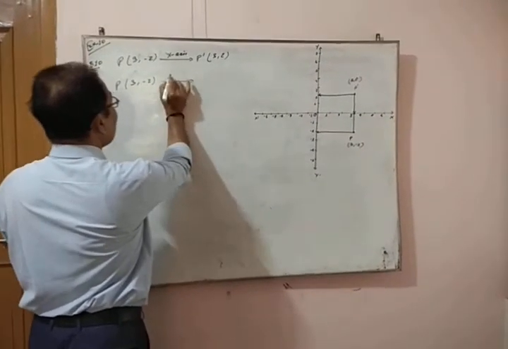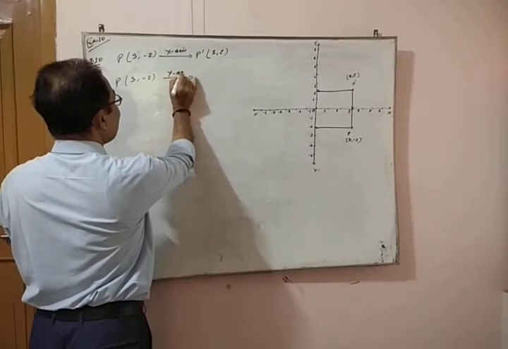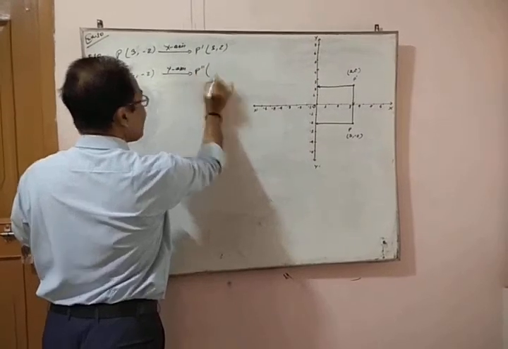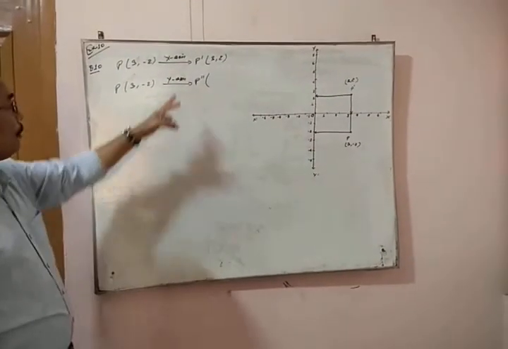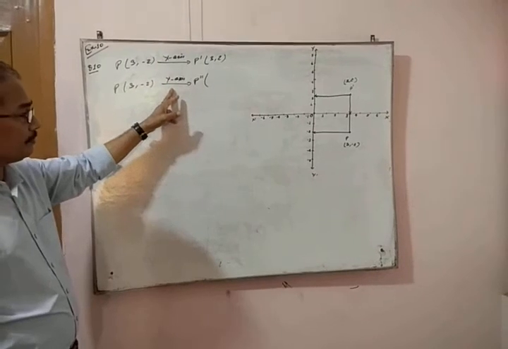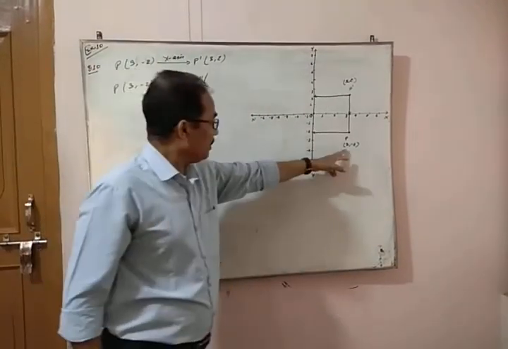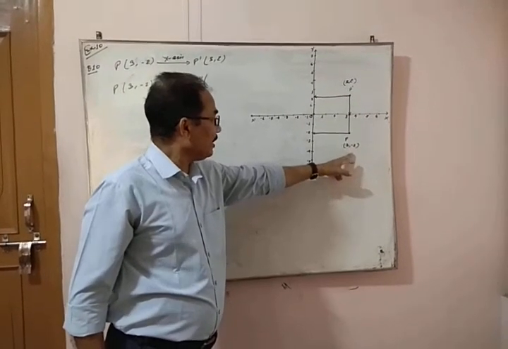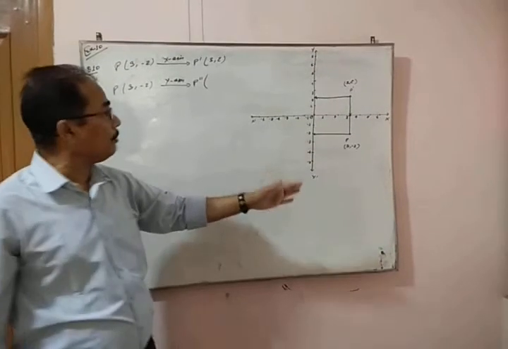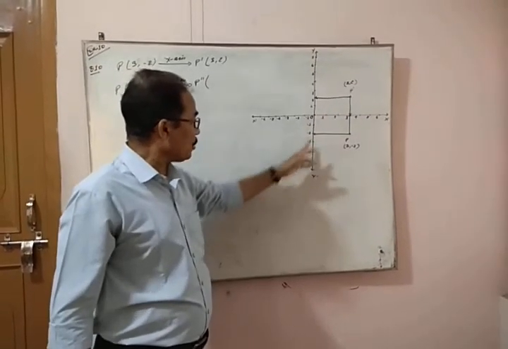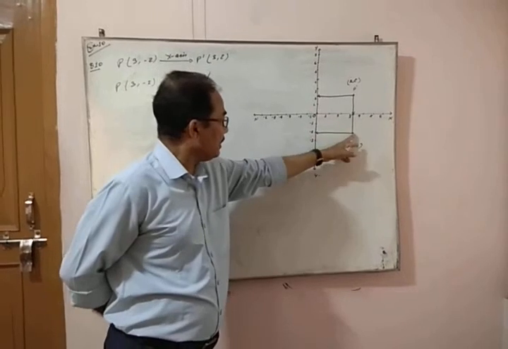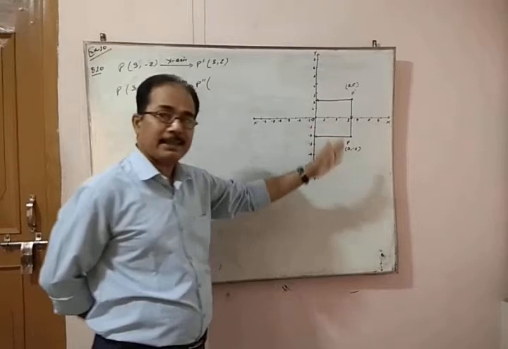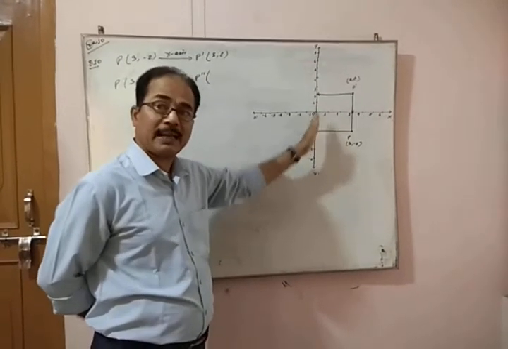And the question is asking for reflection from the y-axis. If the question is asking for reflection from the y-axis, then P dash, P double dash. Now the line of reflection is the y-axis and this is your point P. Coordinates are 3, minus 2. You see how far the point P is from the line of reflection, the y-axis. So this is the distance. See in the diagram, this distance is equal to 1, 2, 3 units. The point P is 3 units apart from the y-axis, the line of reflection.